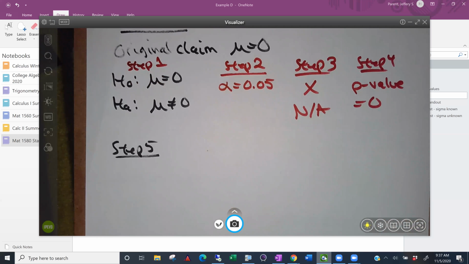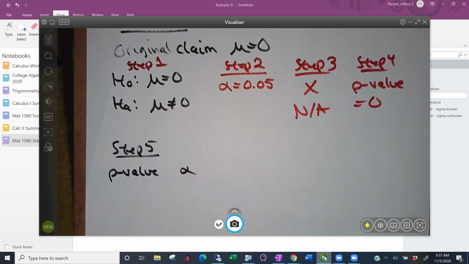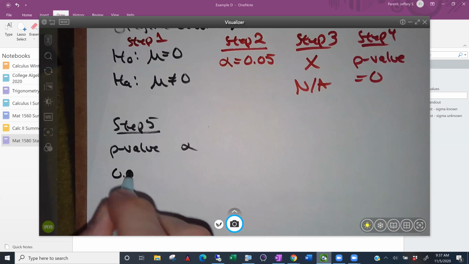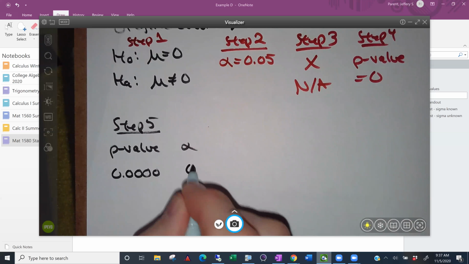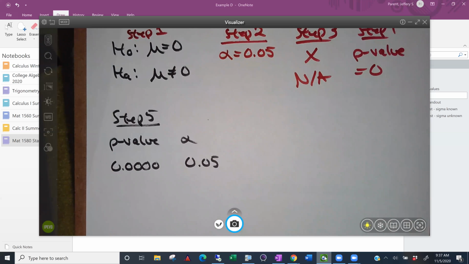Well, what you want to do is compare the p-value to alpha. P-value was 0, and alpha was 0.05. What kind of inequality am I going to put here? 0.000 is less than 0.05. So awesome, thank you, Shane. It's less than.